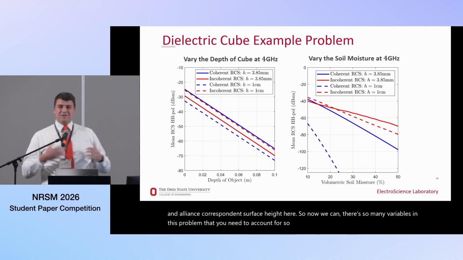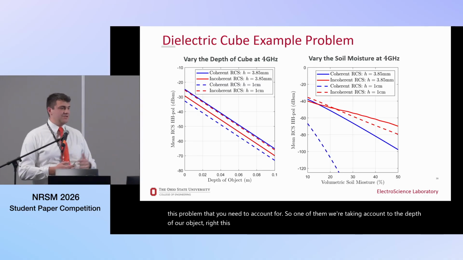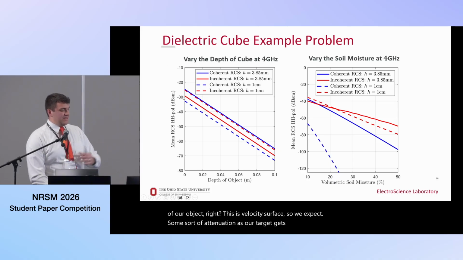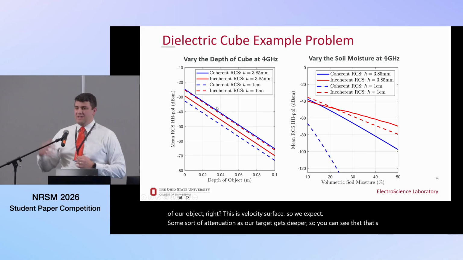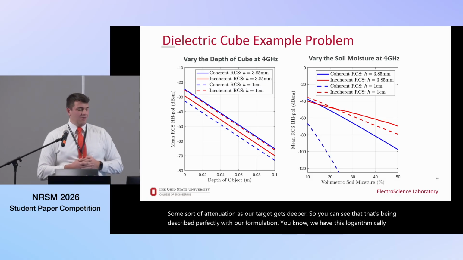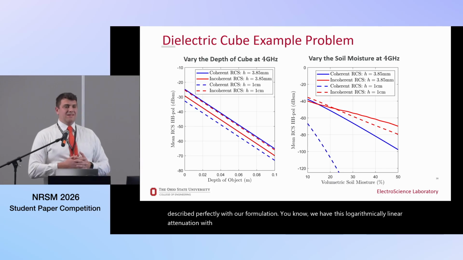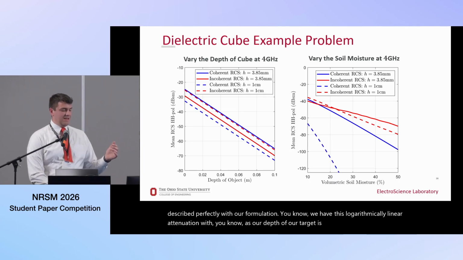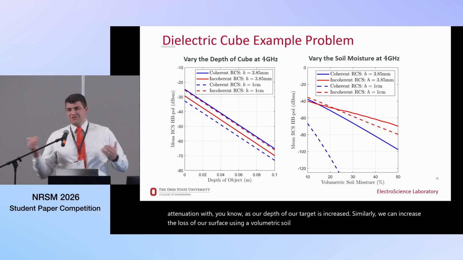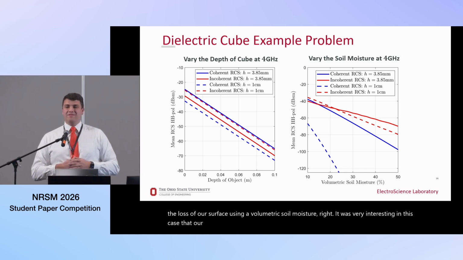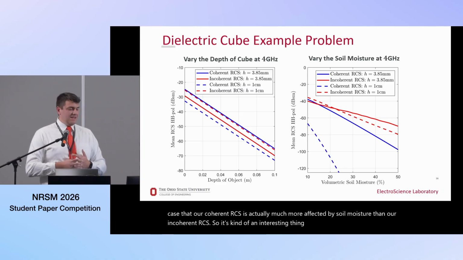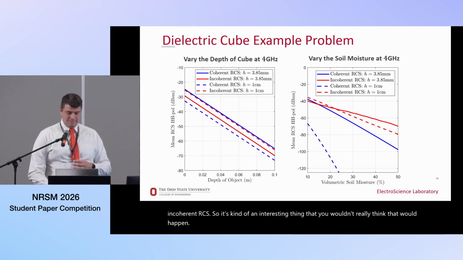One of them is the depth of our object. This is a lossy surface, so we expect some sort of attenuation as our target gets deeper. And you can see that's being described perfectly with our formulation. We have this logarithmically linear attenuation as the depth of our target is increased. Similarly, we can increase the loss of our surface using volumetric soil moisture. And it's very interesting in this case that our coherent RCS is actually much more affected by soil moisture than our incoherent RCS. You wouldn't really think that would happen, and it shows up in our method.